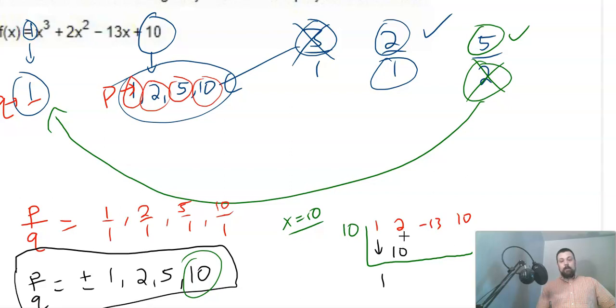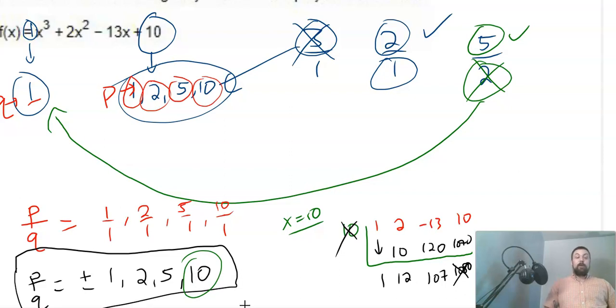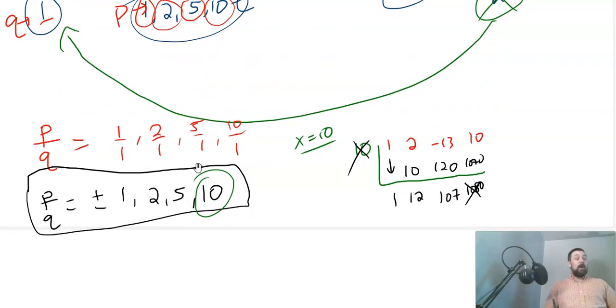1 times 10 is 10. Add these together, I get 12. 12 times 10 is 120. Add these together, I get 107... 107 times 10 is 1,070. Things just got really out of control with this number. When I add those together with the 10, I get 1080. That's not 0, so 10 is not a 0 of the polynomial. So 10 doesn't work. We can cross it off our list, but we didn't check negative 10. So I don't want to completely cross 10 off my list, because negative 10 is still a possibility.